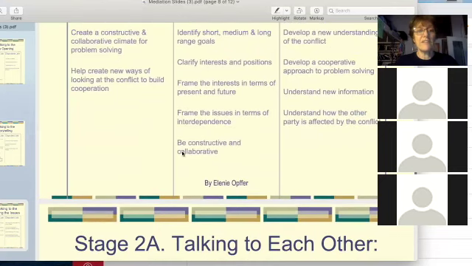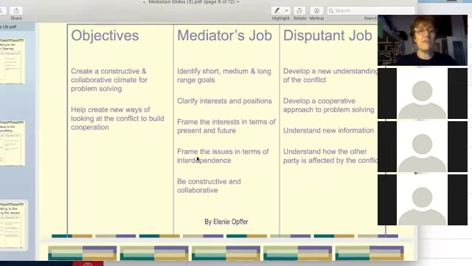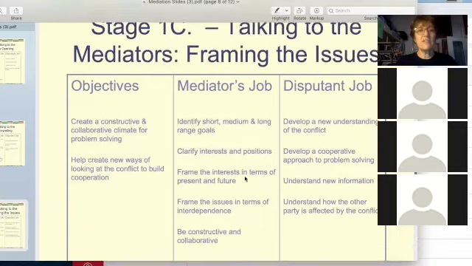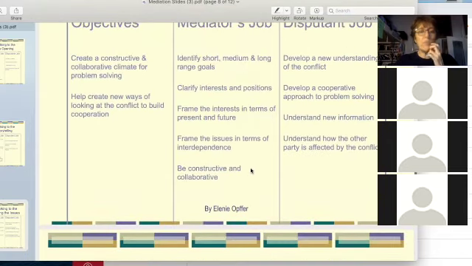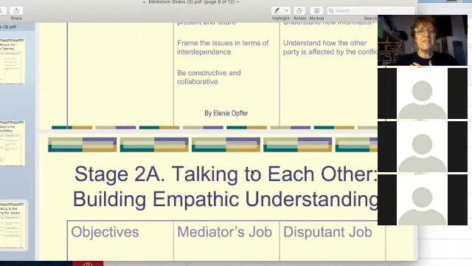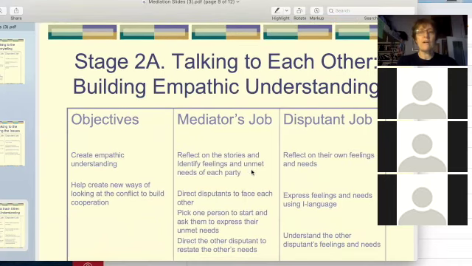Okay. And you want to be constructive and collaborative in how you frame everything here. Okay. So this is usually actually pretty quick. I just put it out as a separate part of the stage to make sure you remember to do this. Okay. Now, once you're done with this, then you're moving to the hardest part of the whole process.